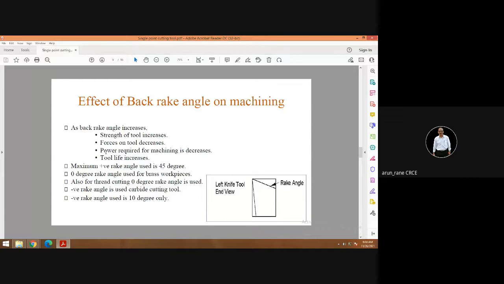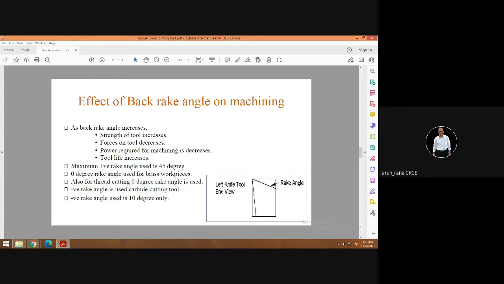Now, what is the effect of back rake angle? If you see from the side view, this is your rake angle, and this is your end cutting edge angle. As the back rake angle increases, the strength will increase and forces on the tool will decrease. These are the effects of the back rake angle. Then, if the forces on the tool decrease, obviously the power required for machining will also decrease, and tool life will increase.